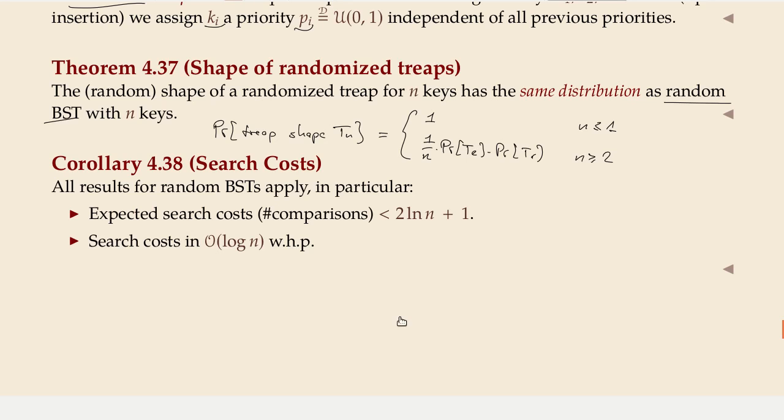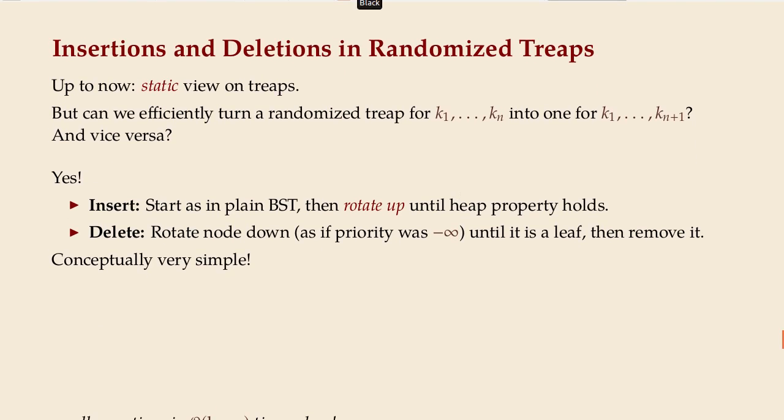Well, so far so good, but that was only a static view. The setting was we're given the keys, and then we choose the priorities, and then we build the treap, and then we notice, okay, that's a good tree. That's not usually how you would like to use a data structure. It should be dynamic. So the question is whether we can, given a tree that was built according to whatever rule, and then has the right distribution, can we add a new key, or can we remove a key again and still get the same good distribution? And the answer is yes, we can do that. And it's actually not so hard to do.